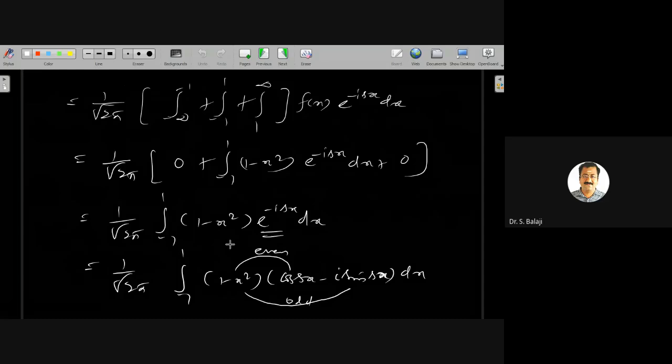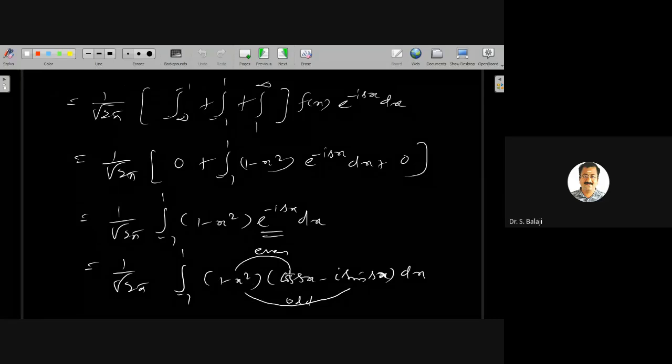As in yesterday's discussion, here it is an even function. Therefore, in order to write the integrals in simple form, we can convert e power minus isx as cos sx minus i sin sx form. The remaining part you can try yourself. It will be very simple, just integration only. You also try. I will also show it here. 1 by root of 2 pi integral minus 1 to 1, 1 minus x square, cos sx minus i sin sx dx.